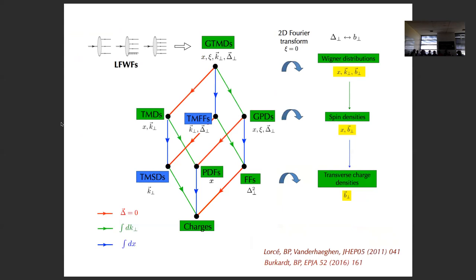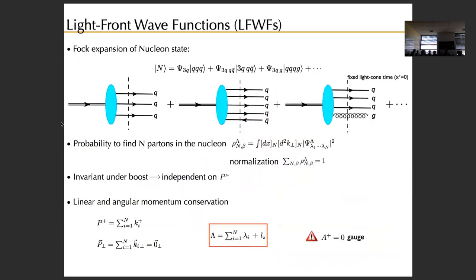A convenient way to calculate these objects is to use the language of light-front wave functions. You can derive a representation in terms of overlaps of light-front wave functions. The light-front wave functions are defined by taking the Fock expansion of the nucleon at a fixed light-front time. In general, you can have three quarks, plus a quark-antiquark pair, or three quarks plus one gluon. The coefficients of this Fock expansion are the light-front wave functions, which represent the probability amplitude to find a given parton configuration in the nucleon.